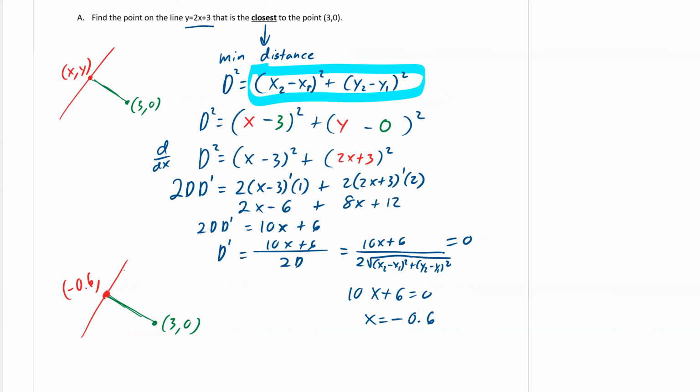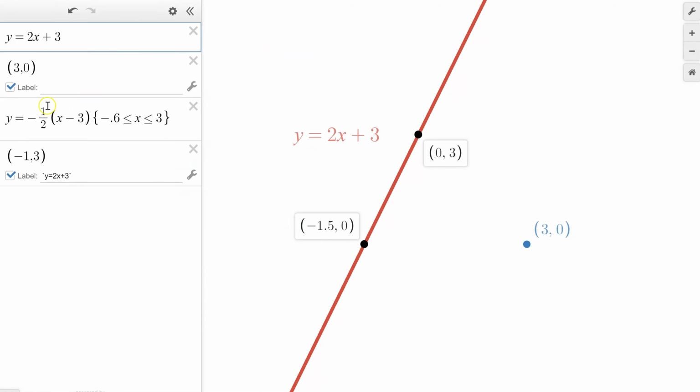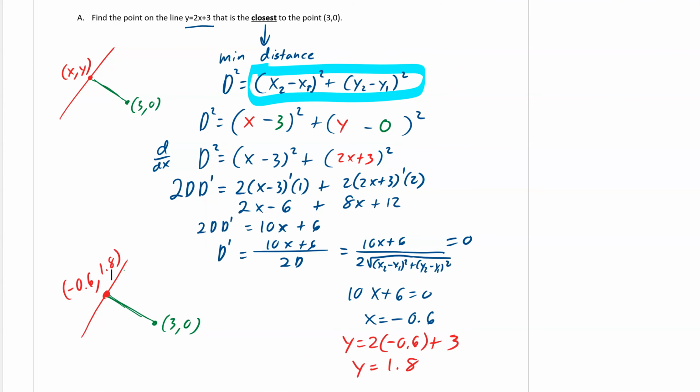So if you look back at our y equals 2x plus 3, and we plug in negative 0.6, we get 1.8. And that is our y-coordinate. Now I've already got the Desmos set up so that we can check this. Since I knew it's perpendicular, if I click on the perpendicular line, it gives me my intersection point, and there it is. Negative 0.6, 1.8 would be the closest point to this point on the y equals 2x plus 3 line. And that's how you find the closest distance.